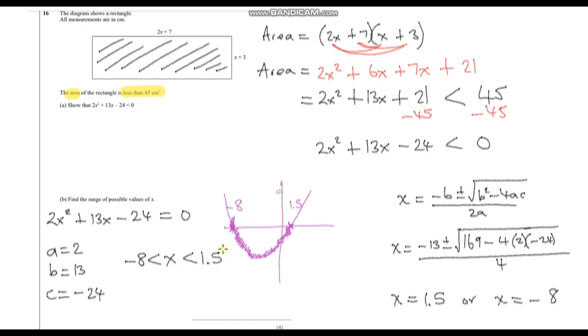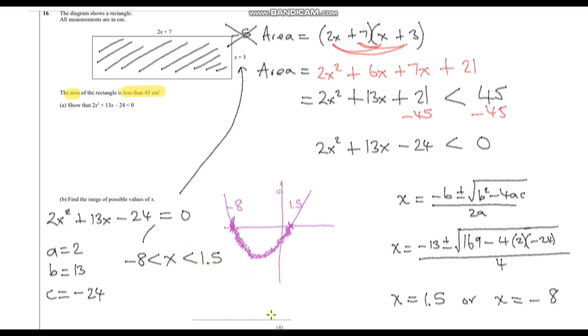Now we need to be really careful because this is almost our answer, but it's not quite right. If you think about what x is, if we put in -8, let's say we substitute -8 into this measurement here, well, the length of this is going to be -8 plus 3, which is -5. Now that clearly doesn't make any sense because you can't have a negative length. So we just need to have another look at our inequality and think about what values it could be. So obviously anything positive up to 1.5.